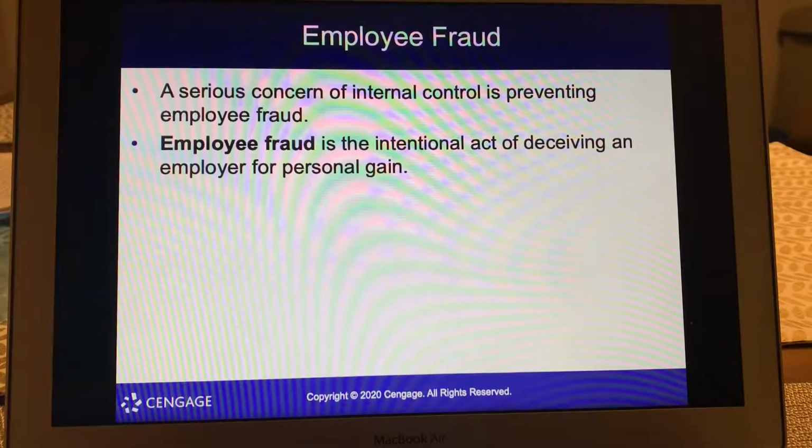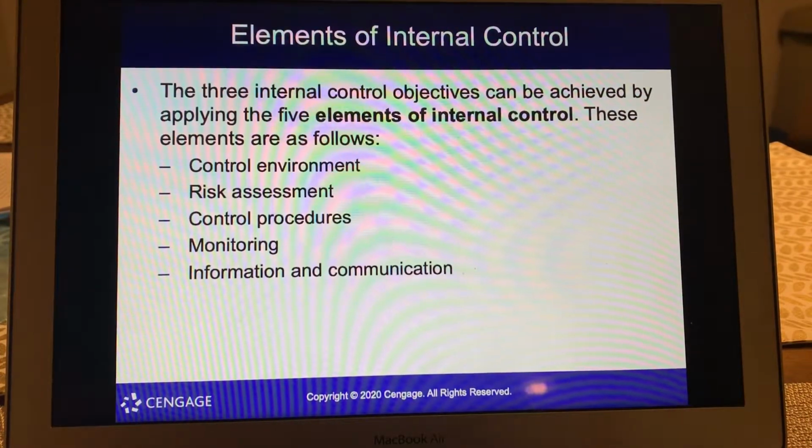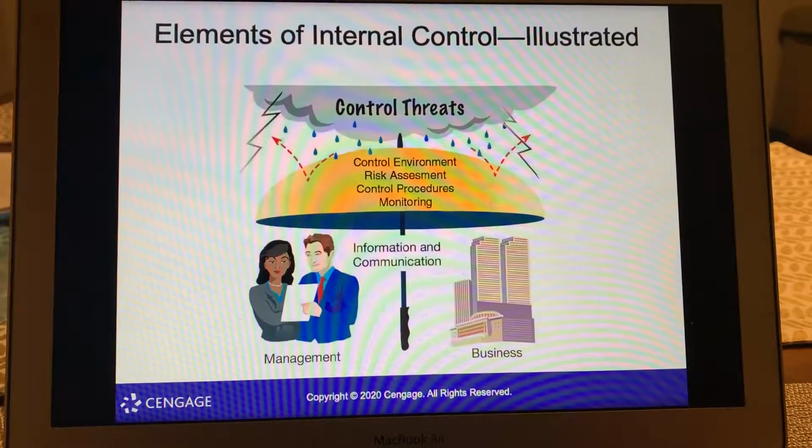Employee fraud is a serious concern of internal controls, and internal controls are aimed at preventing employee fraud. Employee fraud is the intentional act of deceiving an employer for personal gain. The three internal control objectives can be achieved by applying the five elements of internal control. These elements are: control environment, risk assessment, control procedures, monitoring, and information and communication.